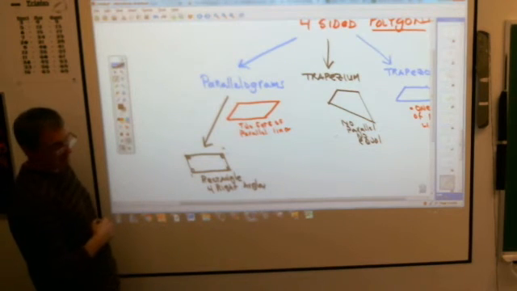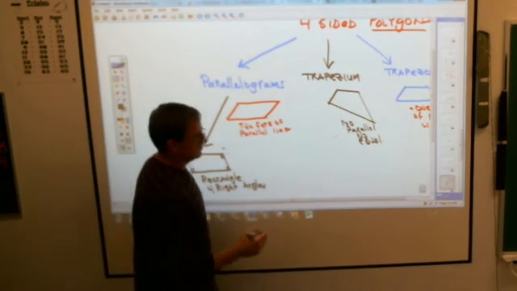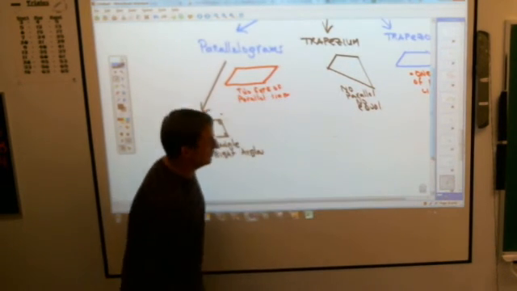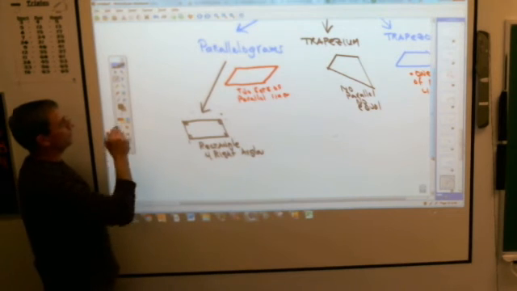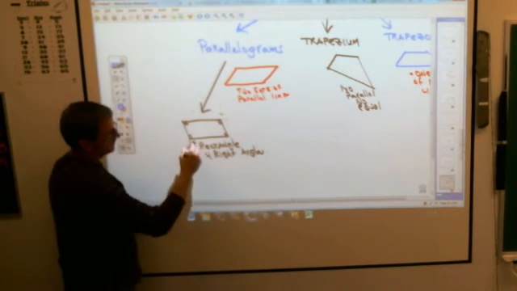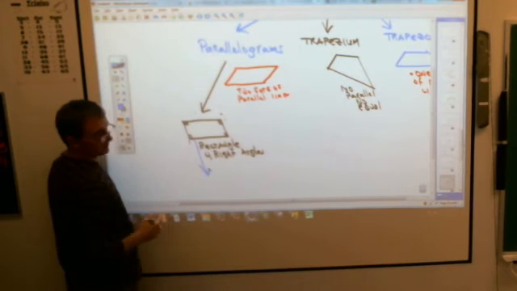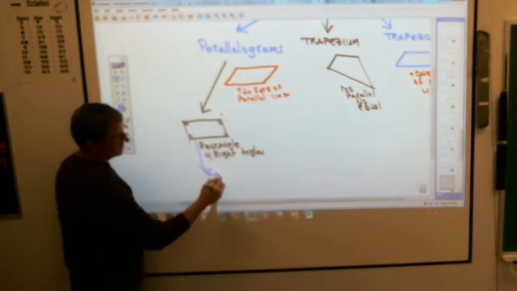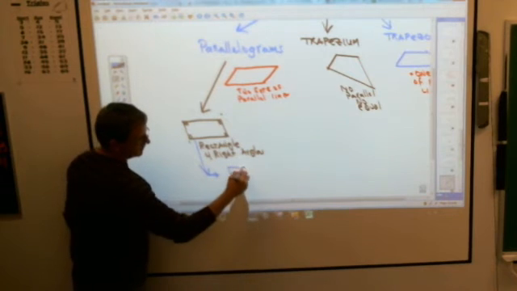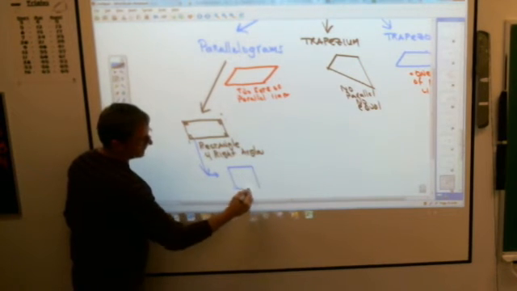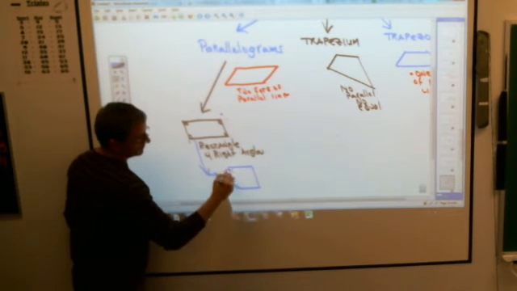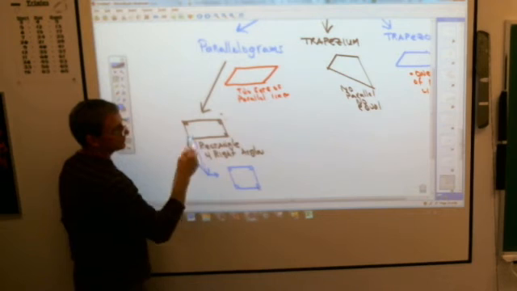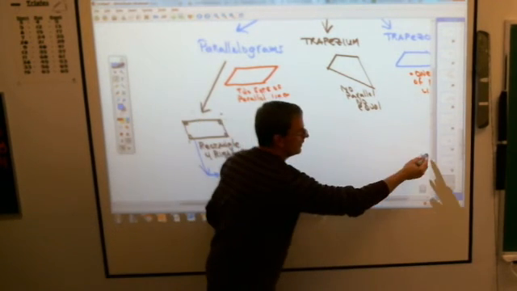4 right angles, which means we have a special type of rectangle that has 4 right angles and 4 equal sides, and that is, yes, somebody just said it over there. A square is a special type of parallelogram, which is also a special type of rectangle.